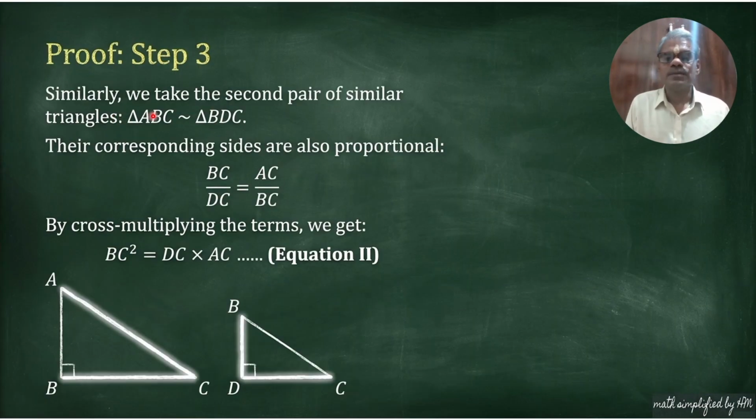Step 3. Similarly, we take the second pair of similar triangles, triangle ABC, similar to triangle BDC. Again, we know that their corresponding sides are also proportional. So, BC upon DC is equal to AC upon BC. By cross multiplying the terms, we get BC square is equal to DC into AC, equation 2.